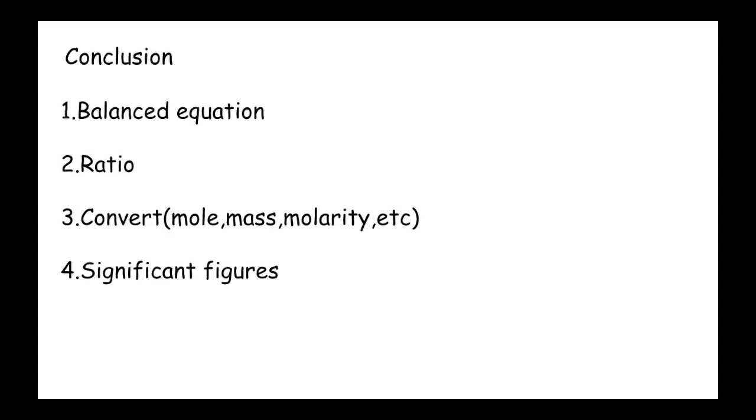Conclusion: for stoichiometry, the first step to solve the problem is to make sure the equation is balanced, because if it is not balanced, you cannot use the ratio to solve the problem. And be careful when you convert between moles, mass, and molarity. You need to know how to convert them. And because in stoichiometry we need to do a lot of calculations, remember to check the sig figs.